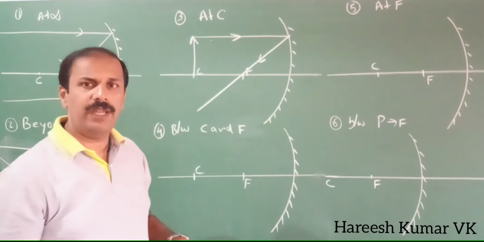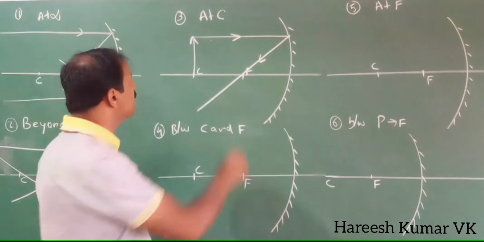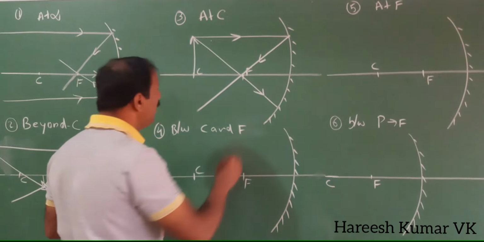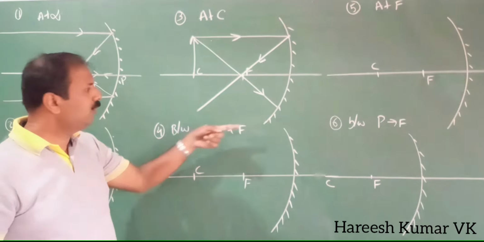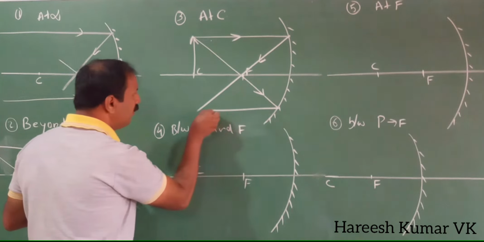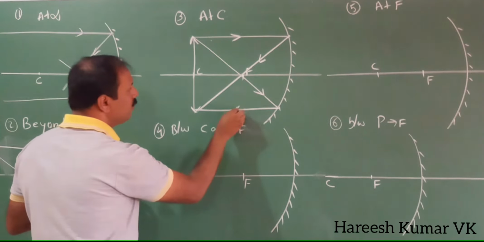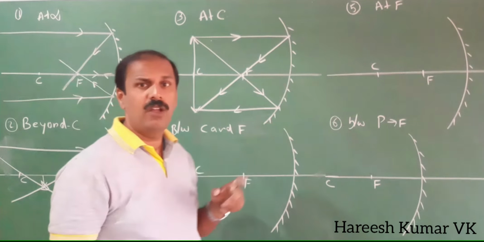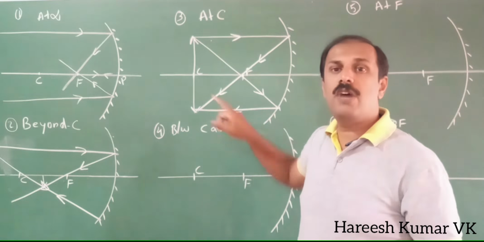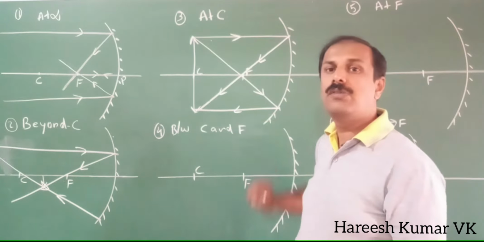Now another ray of light from the top of this one, which is passing through the focus. If a light ray is passing through the focus, you know what will happen to that one. After reflection, it will pass parallel to the principal axis. So it will come parallel like this. So where will these two meet? Same point here. So what we can say from this one? When the object is at C, the image is also formed at C.